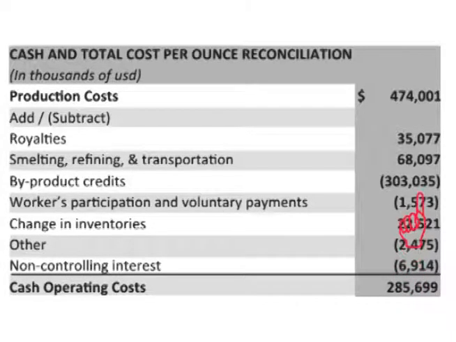The byproduct credits of $303 million were subtracted from the total cash costs and credits to give a total silver cash cost. In other words, the $303 million they made from selling their gold, zinc, copper, and lead was subtracted from the total cash cost of $588.7 million. And the remaining $285.7 million is considered the total silver cash cost for that year.